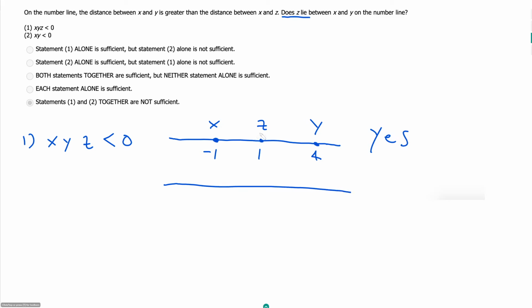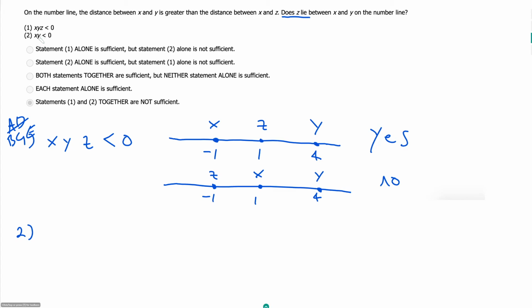And it looks like I can do this while still fulfilling my statement requirements by just flipping the positions of x and z, right? So put z here at -1, put x here at +1, and y is still here at 4. And now I have a no. That's insufficient. Statement 2 says x times y is less than 0.